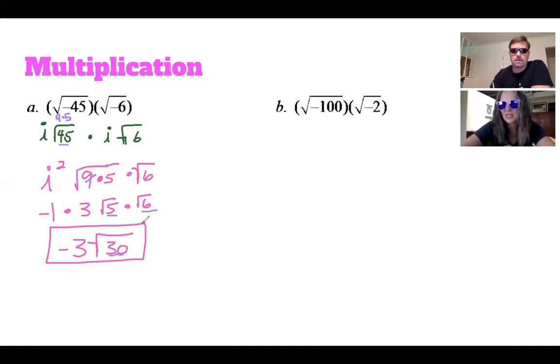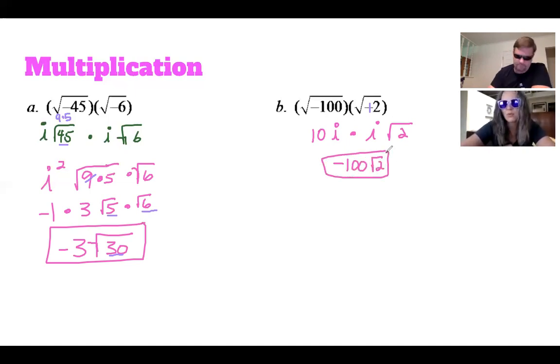Can we go straight to the answer? So this would be 10i. 10i. Okay. And then I'm going to have another i. Can I do anything with square root of 2? Not really. So now I got i times i. That makes a -1, right? It does. 100 square root of 2.